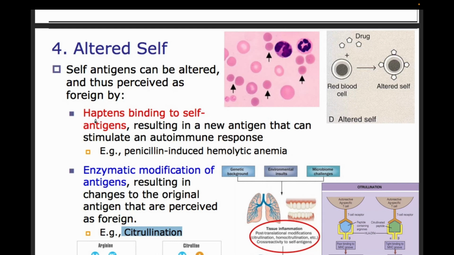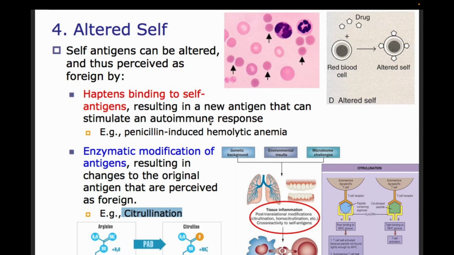the hapten, which we took in the foundation. A hapten basically binds to a self-antigen. When it binds to self-antigen, it will form a new complex, a new antigen, which is considered to be foreign. Okay? This foreign antigen still contains the self-antigen, but under the supervision of the immune system it is considered to be foreign. It will stimulate an autoimmune response, activate T cells or B cells, which will attack the self-antigen.